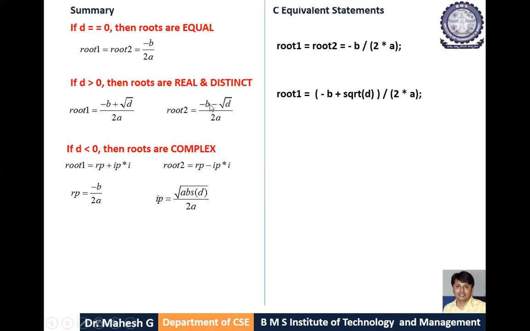Similarly, root 2 is equal to minus b minus square root of d divided by 2a. This can be written in a single line in the form of a C statement as root 2 is equal to minus b minus square root of d divided by 2 into a.